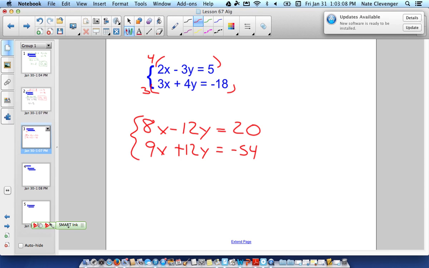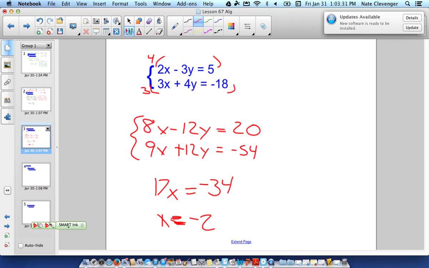And then when I add down, 17x, the y's eliminate, equals negative 34. So x equals negative 2. Then when you plug that value for x in, the value of negative 2, it doesn't matter which one you plug it into. I'm just going to take the top one.